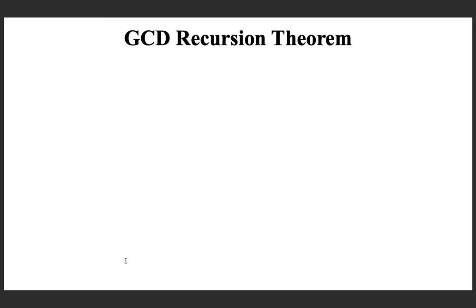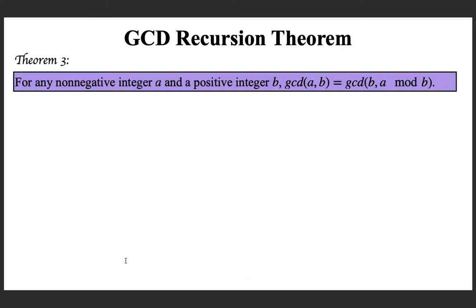And now we can look at the GCD recursion theorem, which allows us to get this algorithm proposed by Euclid. Theorem 3 states this: for any non-negative integer A and a positive integer B, the GCD of A and B is the same as the GCD of B and A mod B. A mod B is the remainder of dividing A by B.